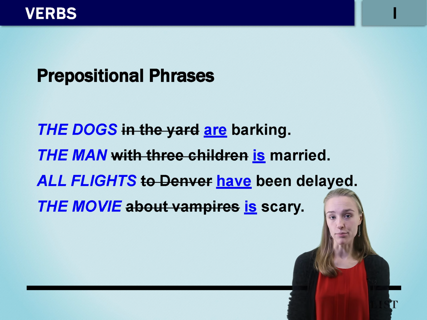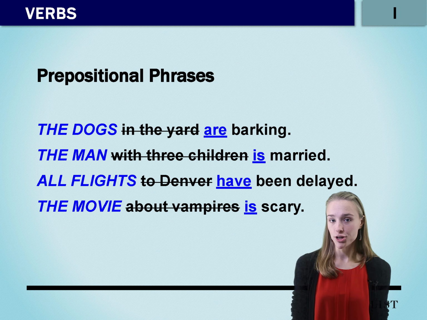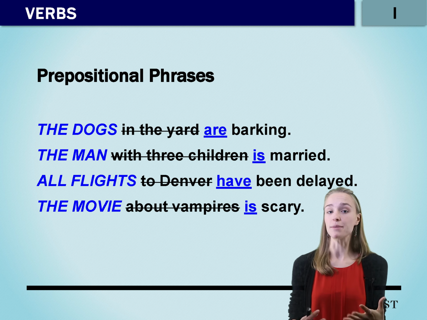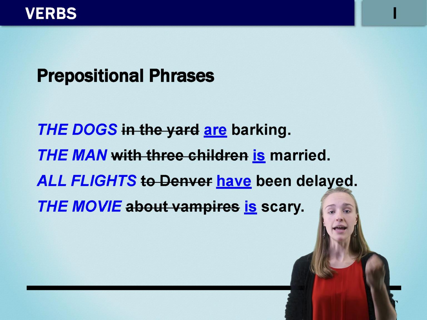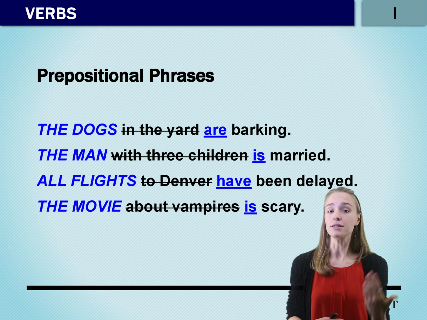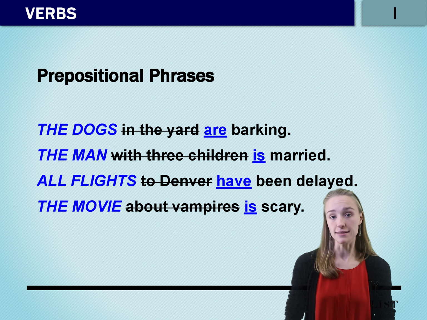The last example, we have the movie about vampires is scary. So what's our preposition? About. This one is a little bit longer, so remember that some prepositions might be slightly longer, but they all demonstrate relationships. So in this case, we get rid of about and our object, vampires. So we're left with our singular subject, the movie, and our singular verb, is.